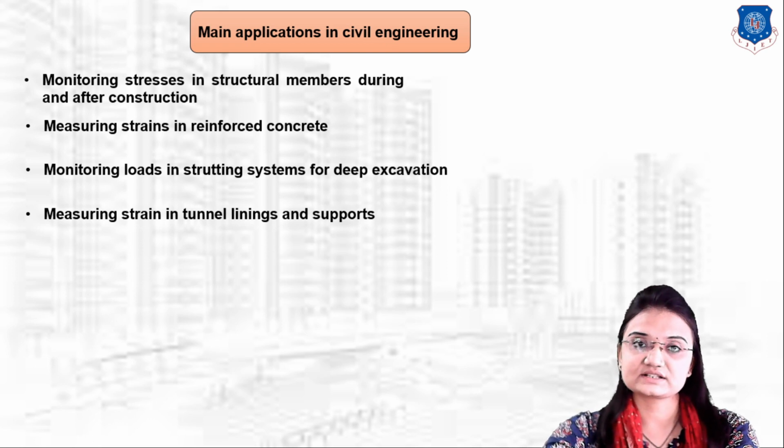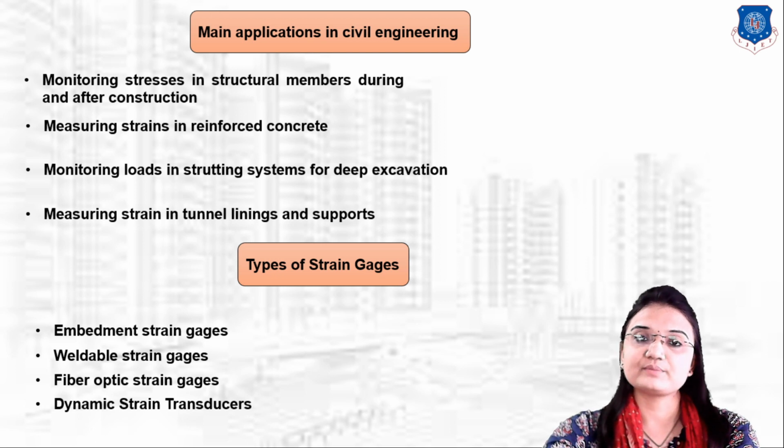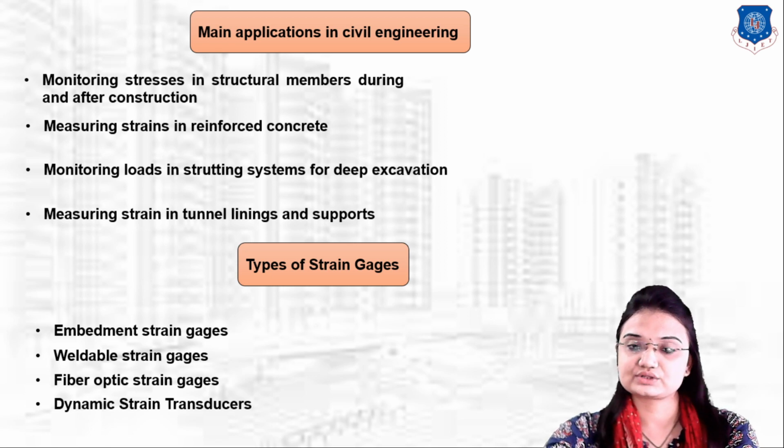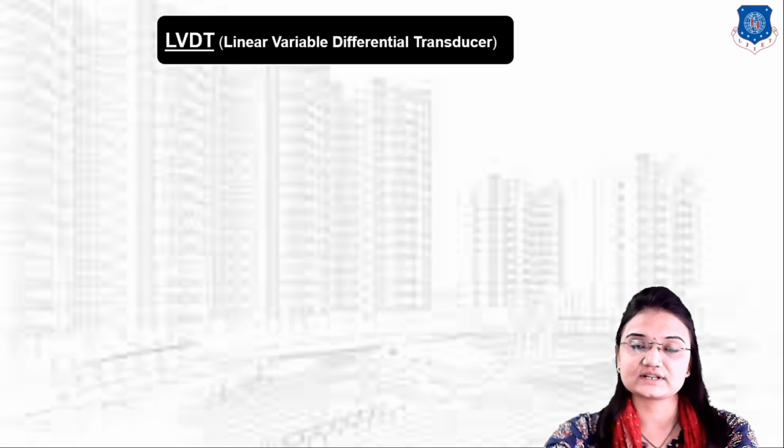Okay, now let us understand which types of strain gauges are available. First one is embedment strain gauges, second is weldable strain gauges, third one is fiber optic strain gauges, and the last one is dynamic strain transducers. So this is the working principle of strain gauges, main applications of strain gauges in civil engineering, and types of strain gauges.